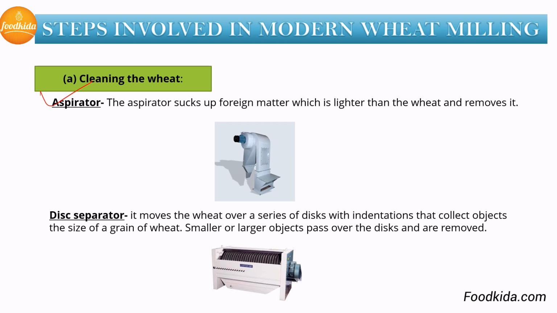Next, the aspirator. Here air is utilized for the separation, and while cleaning, air is used to carry away the lighter impurities such as dust. So it is used to remove all the lighter impurities with the flow of air. Next one is the disc separator. This machine has a series of discs in it, and these discs revolve on a horizontal axis and catch the individual grain. Only the particular size of grain is caught by the disc, and all the larger and smaller size materials are rejected in this step.